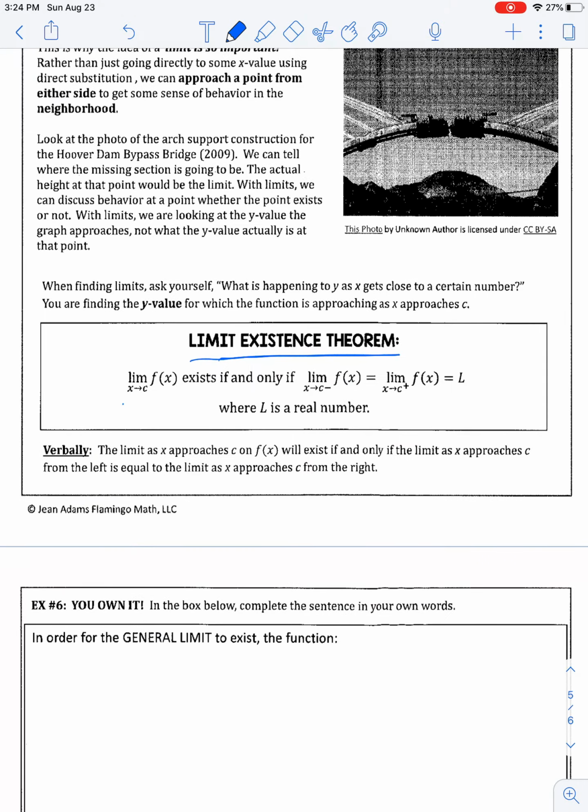So that's what this is saying, that the whole limit exists if and only if the limits from the left and from the right are equal. So verbally, the limit as x approaches c of f of x will exist if and only if the limit as x approaches c from the left is equal to the limit as x approaches c from the right.